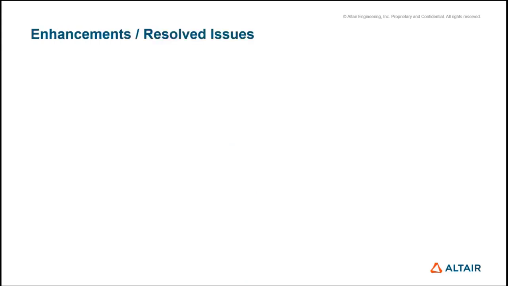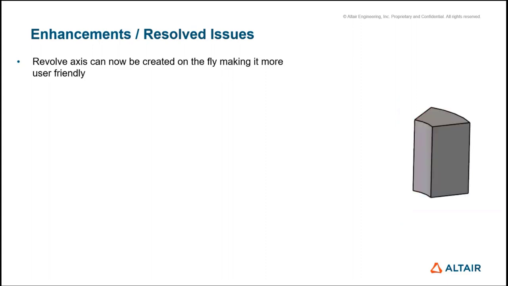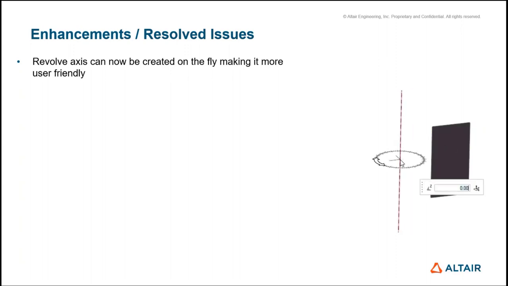Some of the other enhancements and resolved issues in dot one. Revolve axis can now be created on the fly. What used to happen is that we had to have a point created to get a snap for creation of the actual revolve axis. Now it gives you a preview even in the blank space, and you can click and select your axis and modify it from there on. So that is another good enhancement.